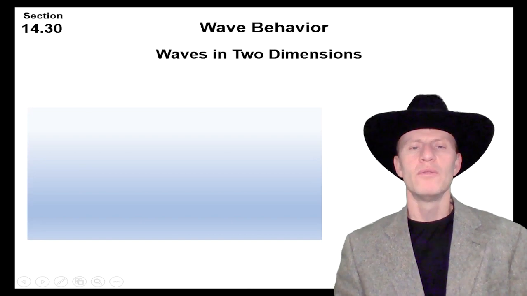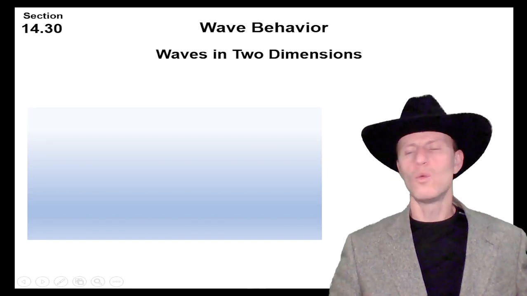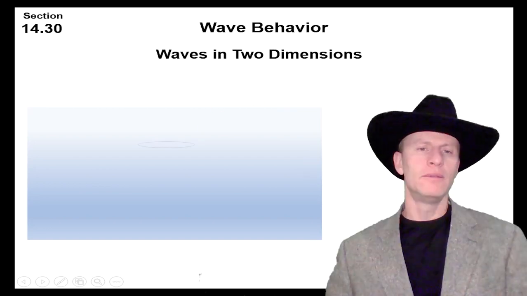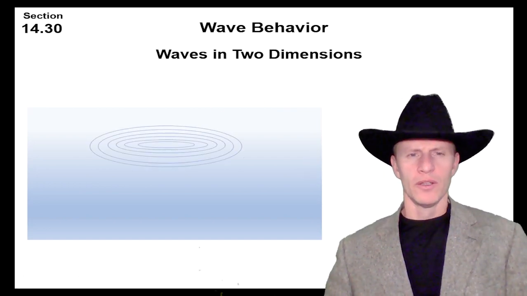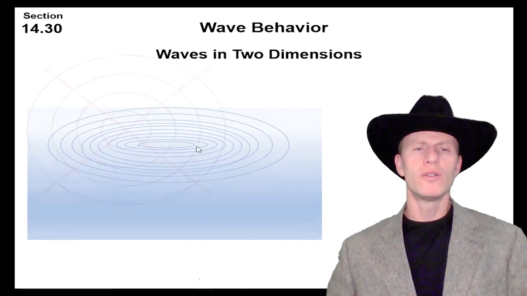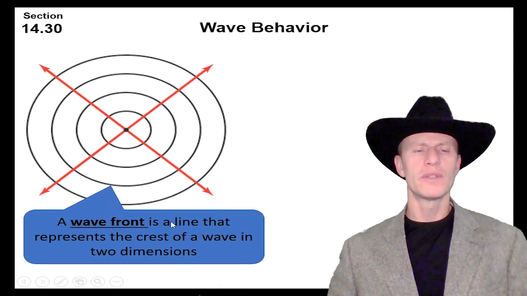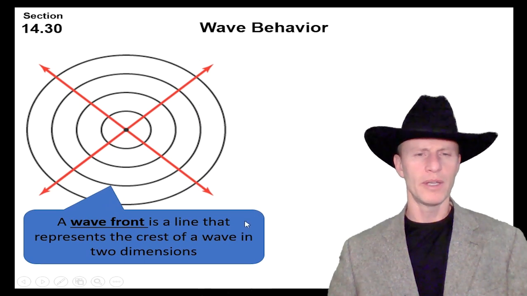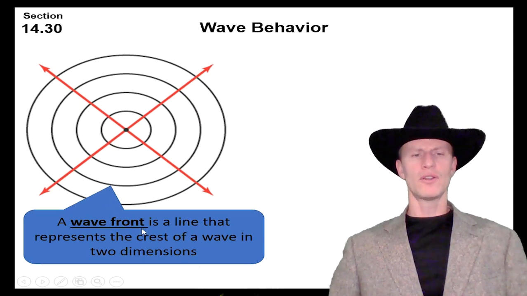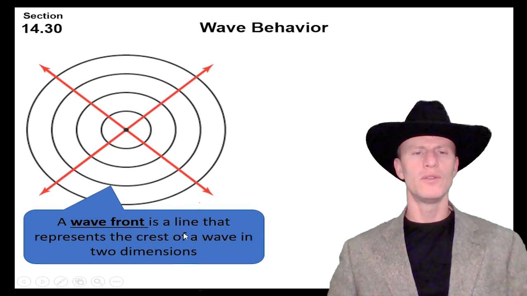Let's say we take this and we throw it into a pool of water. So that will create ripples in the water, and that's what we're calling 2 dimension. And we can draw those ripples. Those ripples can be represented by circles if we took a picture from the top, and they're called the wave front. And these are the lines that represent the crest of the waves in 2 dimension.